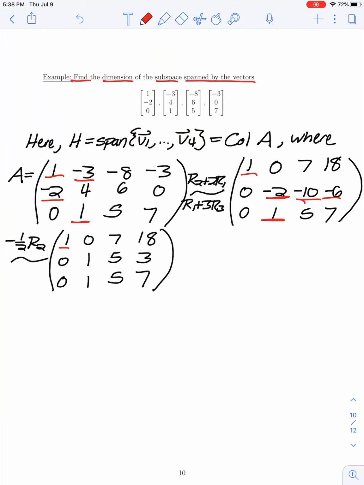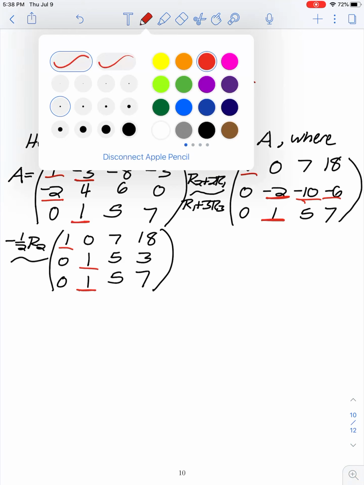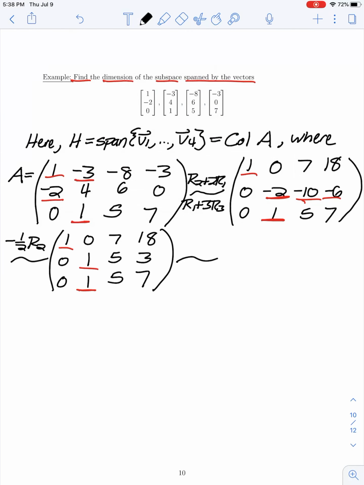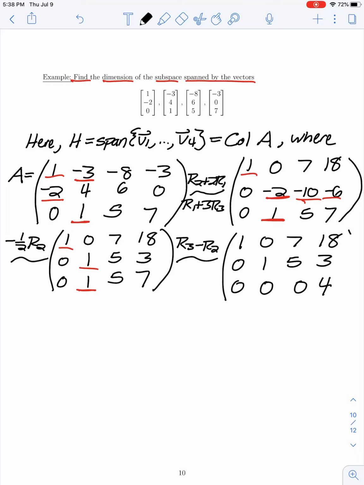So now I have the leading 1 in my first row with zeros below it, a leading 1 in my second row with a 0 above it, and I just need to eliminate the 1 as the leading entry in my third row, which I can do by taking row 3 minus row 2. So I have 1, 0, 7, 18, 0, 1, 5, 3, and 0, 0, 0, 4.